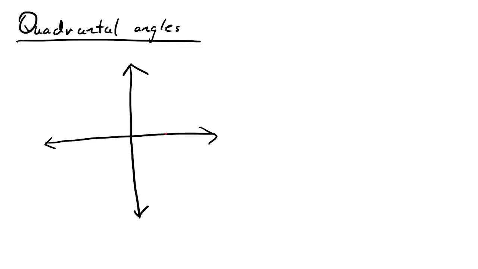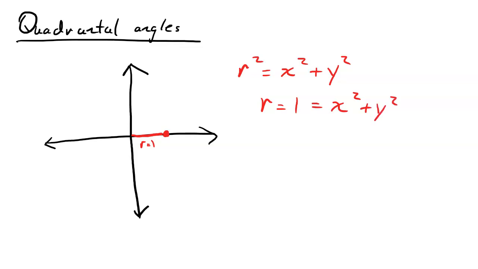Okay, there was one more thing. Remember, if I didn't say this in class, let's just say r is equal to 1. So this radius is equal to 1. What does this mean? Remember that the radius is the hypotenuse of our coordinates x, y. So when r is equal to 1, that means that x squared plus y squared is equal to 1.